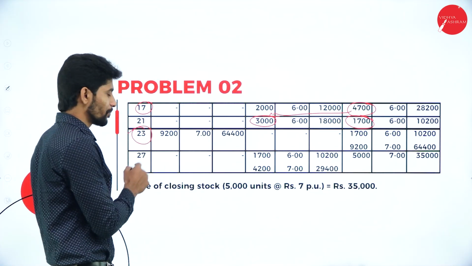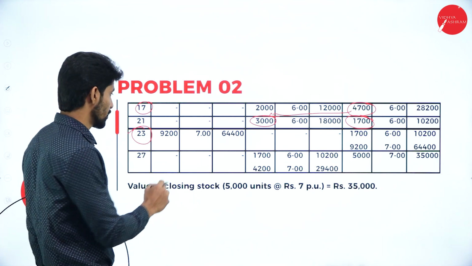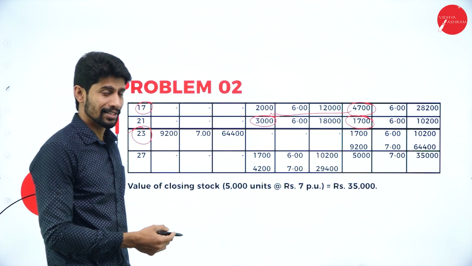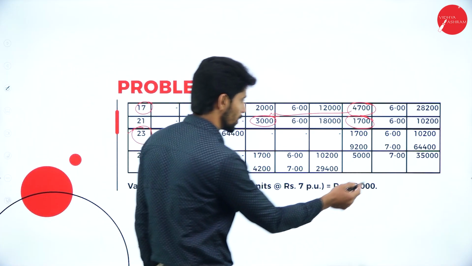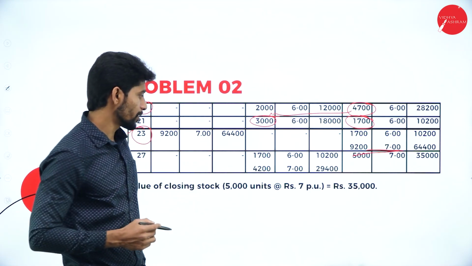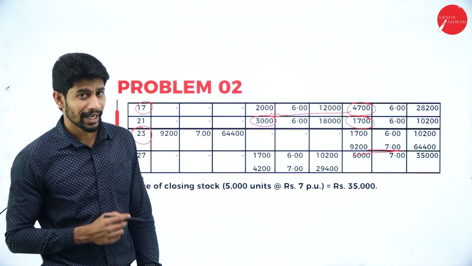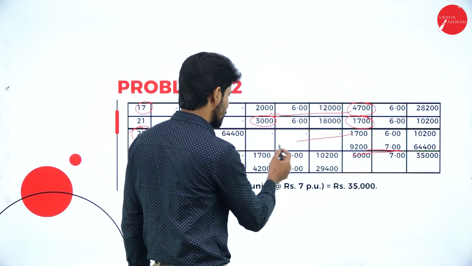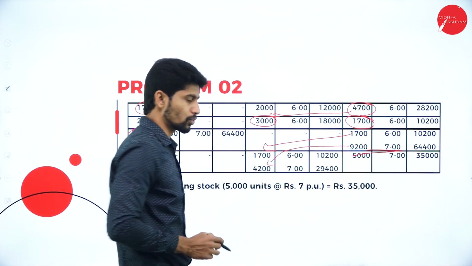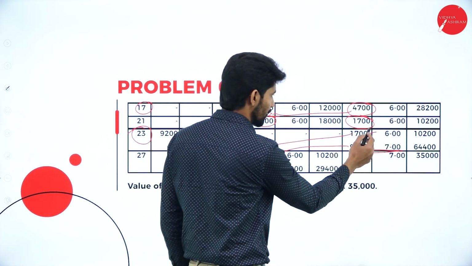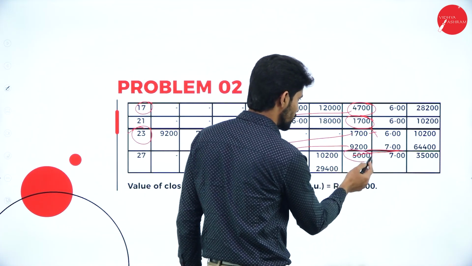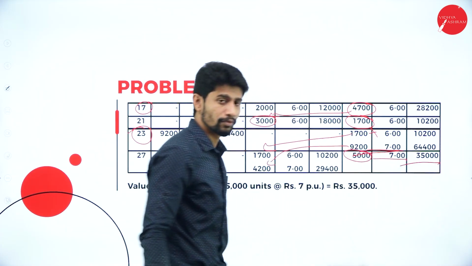On 23rd Jan, they purchased 9,200 units at 7 per unit. So first write 1,700, then write 9,200 units. So close the entry for the date. Next, 27th Jan. They issued, how much did they issue? They issued 5,900 units. So first issue 1,700 and then issue the remaining 4,200 from this 9,200. So what is the balance? This is clear. In this 9,200 we issued 4,200. Balance is 5,000 units and 7 rupees per unit. 35,000 will be the total value.